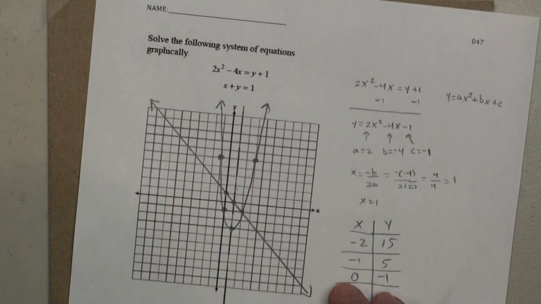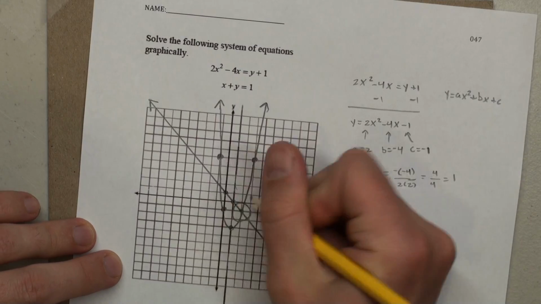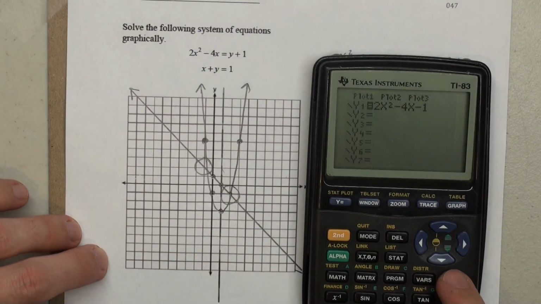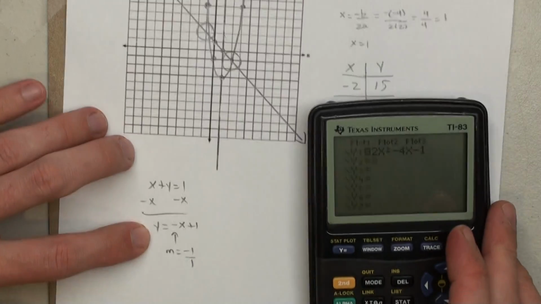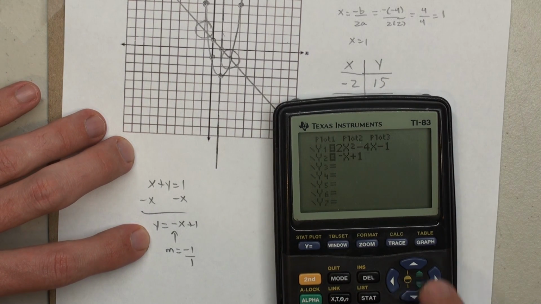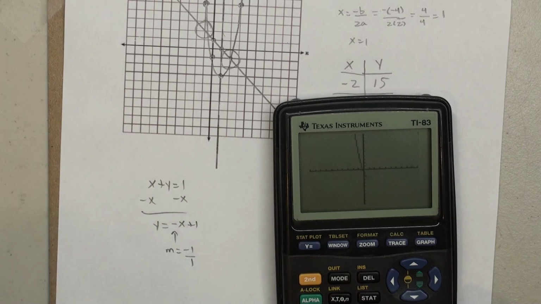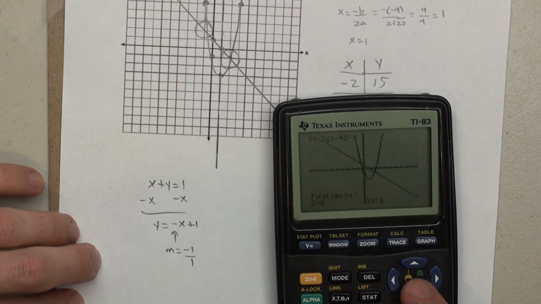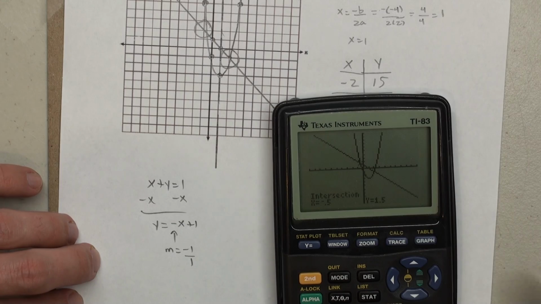So it crosses at 2 points. Right, it crosses here and it crosses here. Let's see what those points are. Our linear equation was negative x plus 1. Alright, second calculate, intersect, enter, enter, enter. Negative a half and 1 1/2.